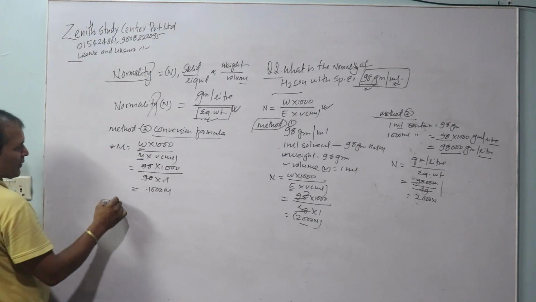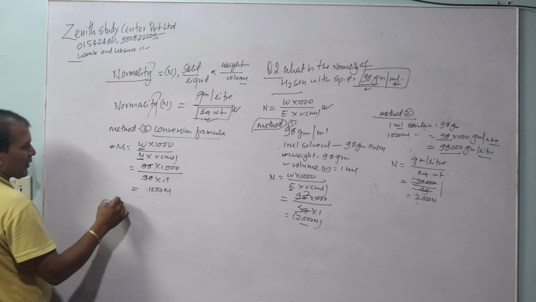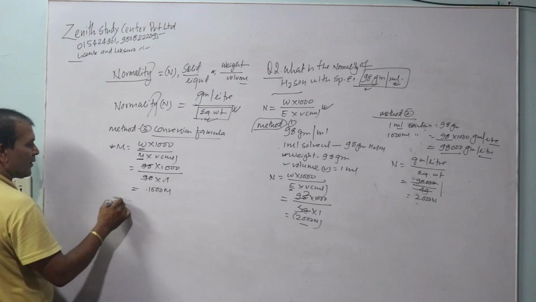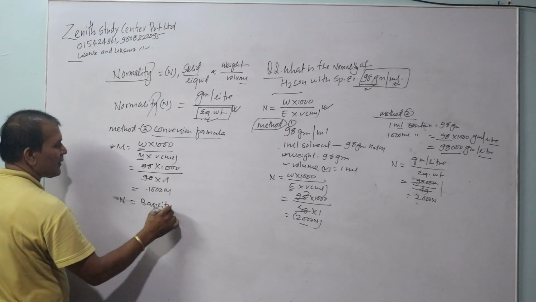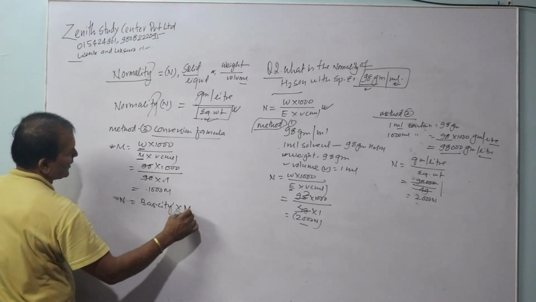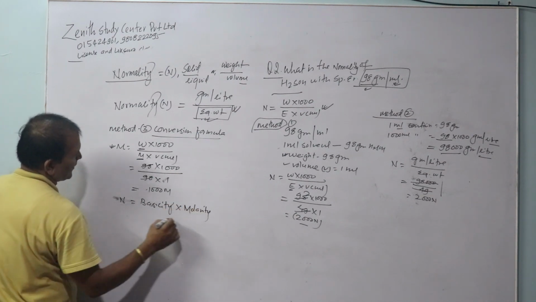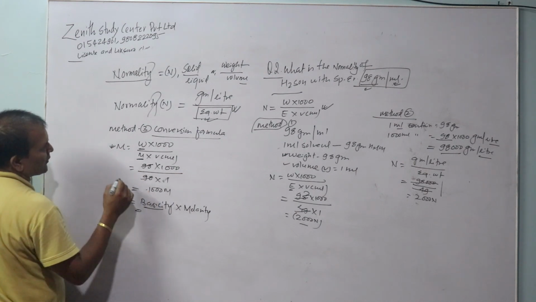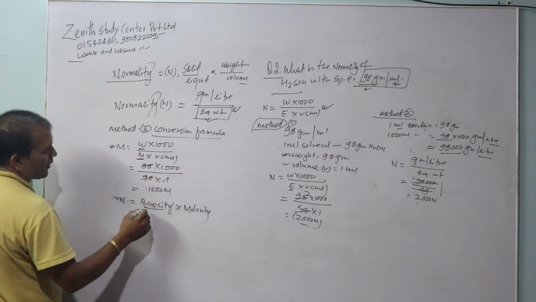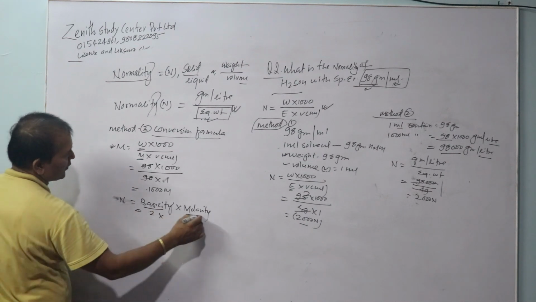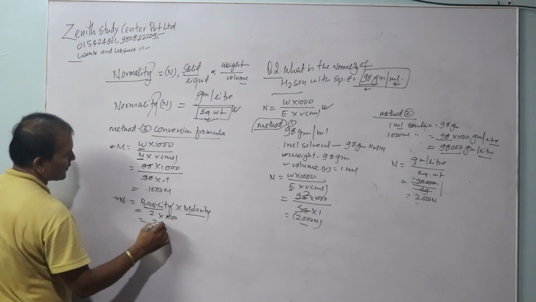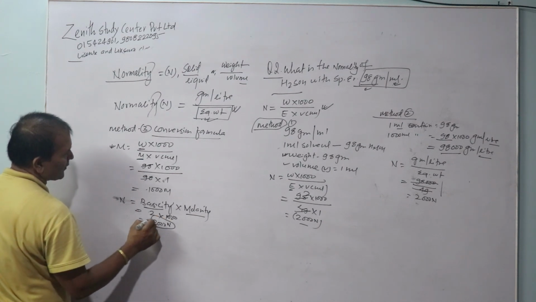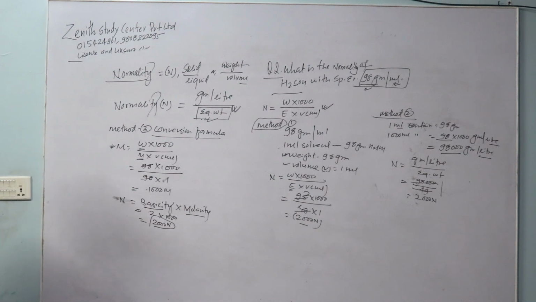Then what is the conversion formula of acid? Normality is equal to basicity into molarity. So what is the basicity of H2SO4? 2. And what is the molarity? 1000. You can multiply it, 2000 normality. So you can use the different types.